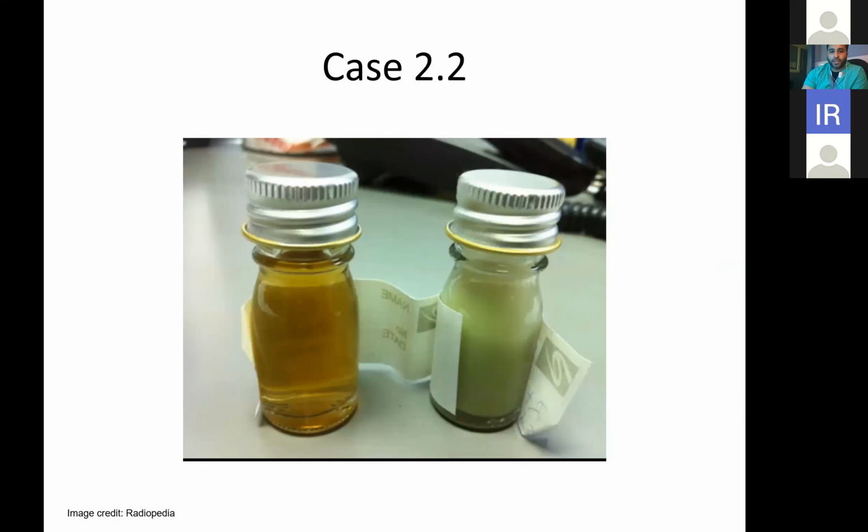So this is obviously just a comparison slide. You can see frank pus just here, and then obviously urine as an example.